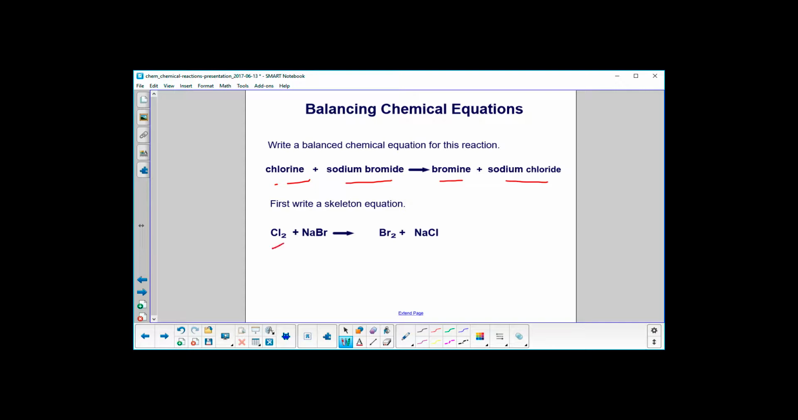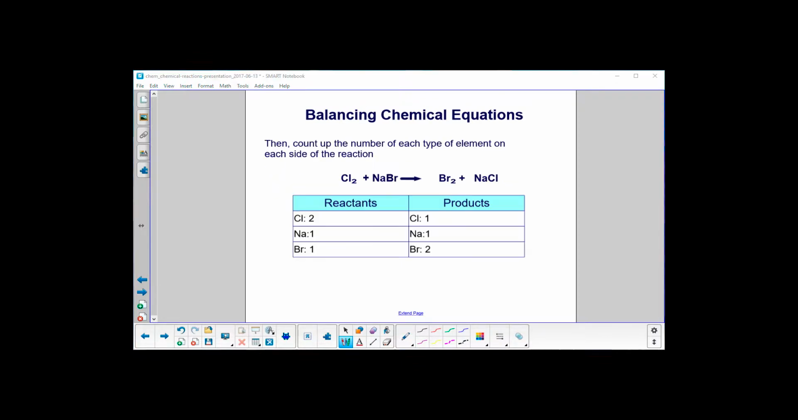Chlorine is a diatomic molecule, so we write Cl2. Sodium has a valence of +1, bromine of -1, so that's how you write sodium bromide. Bromine, also a diatomic molecule, so it's Br2. And then sodium is +1, chlorine is -1, so there you go. That's your skeleton equation.